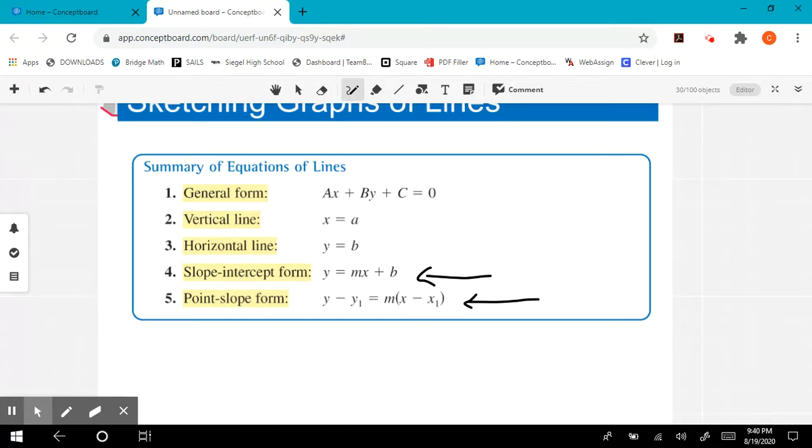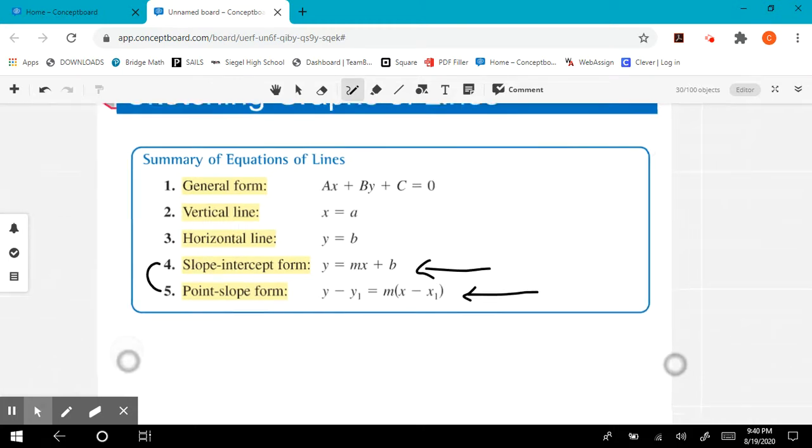You could start it out. This is really actually in slope-intercept form. It's solved for y, but it's a more simplified formula for the horizontal line. But these are the two that are going to allow us to graph lines and also create equations. Those two right there.